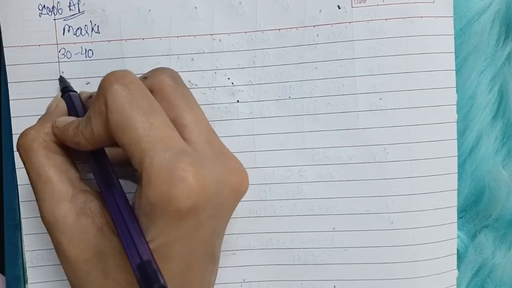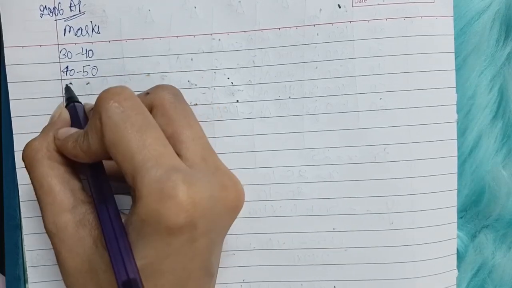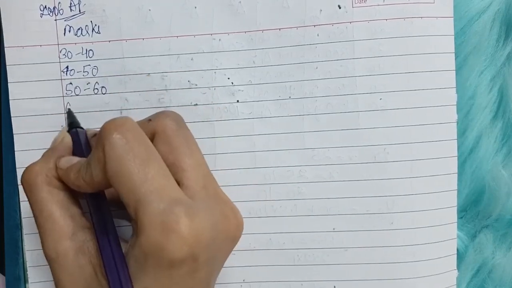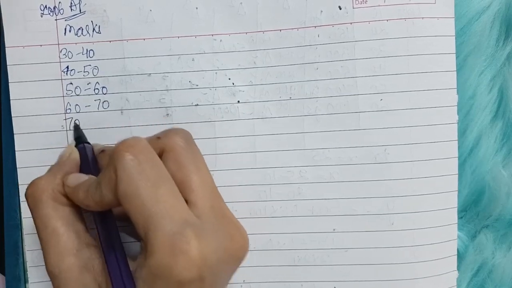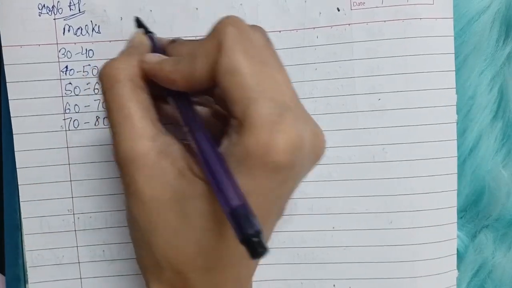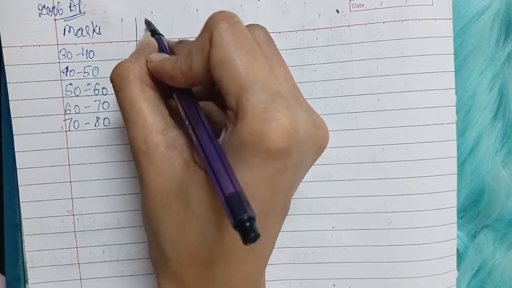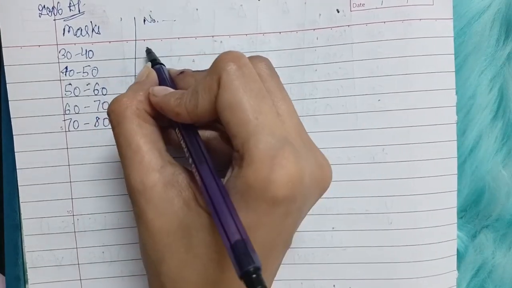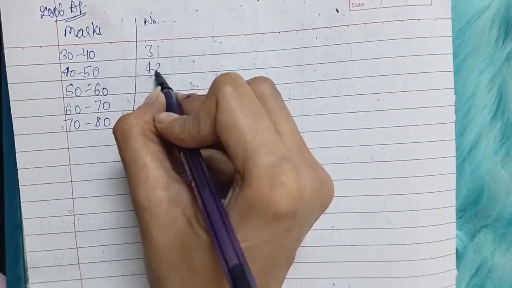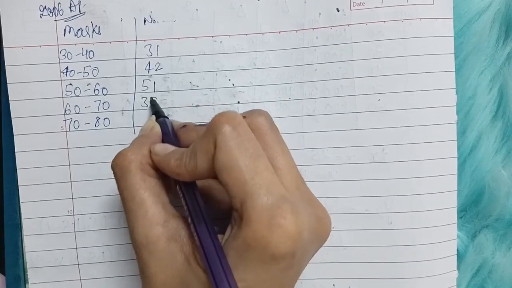Marks 30 to 40, 40 to 50, 50 to 60, 60 to 70, 70 to 80. Okay, and the other column is number of students. Please write down by your own. Okay, I'm writing in short. 31, 42, 51, 35, 31.